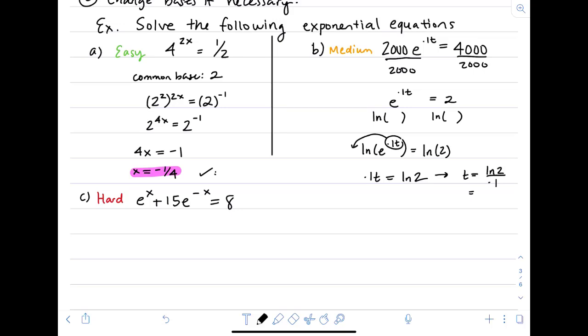Your textbook would simplify that as being 10 times ln 2. They would simplify the fractions there. Either one's fine with me.